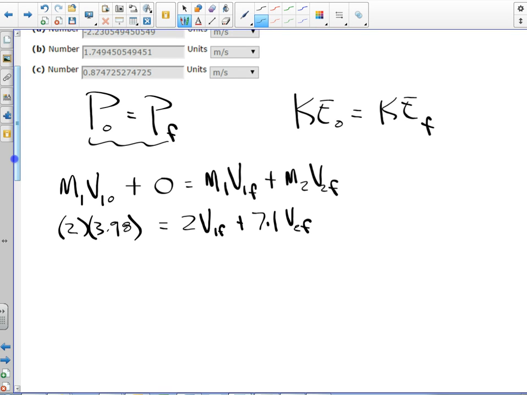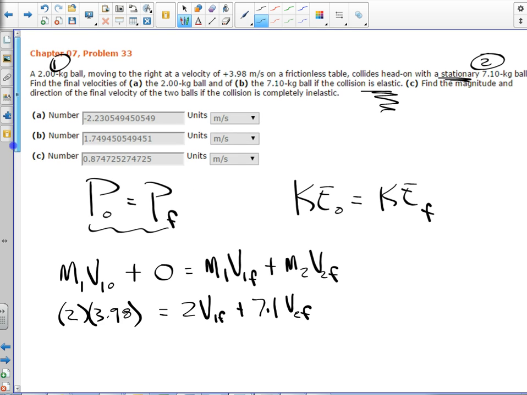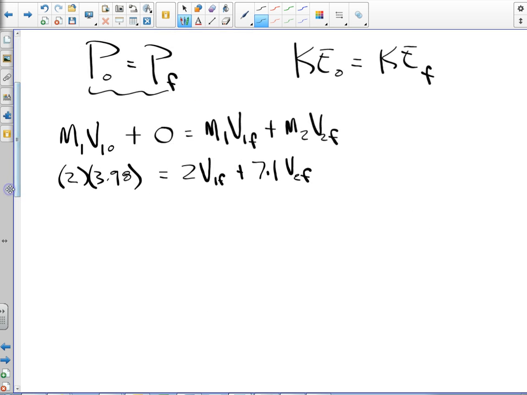Now, that leaves me with, let's see, 2 times 3.98. Is it 8.9 or 9.8? Let's check that, shall we? 9.8, okay, good. Alright, so I have 7.96 equals 2 v1 final plus 7.1 times v2 final. And that gives us an equation with two unknowns. So I can't do much.